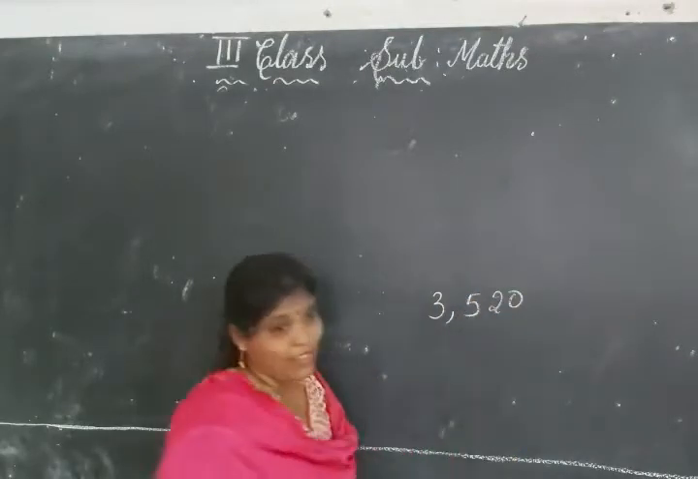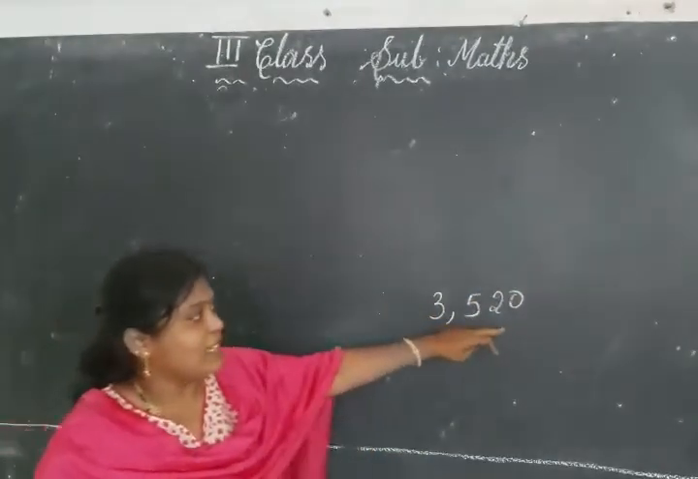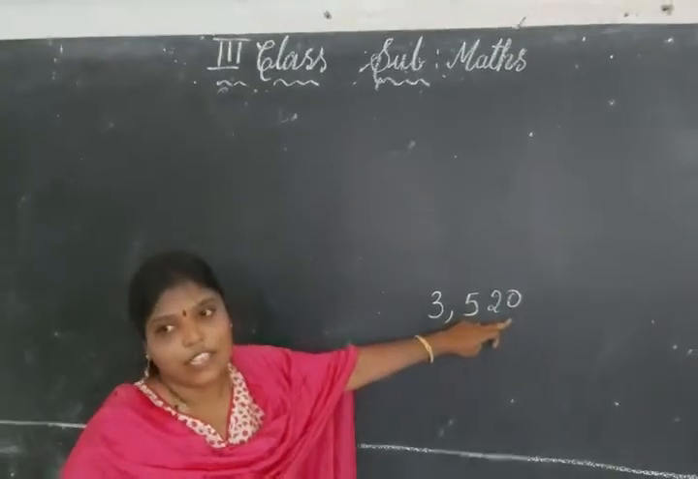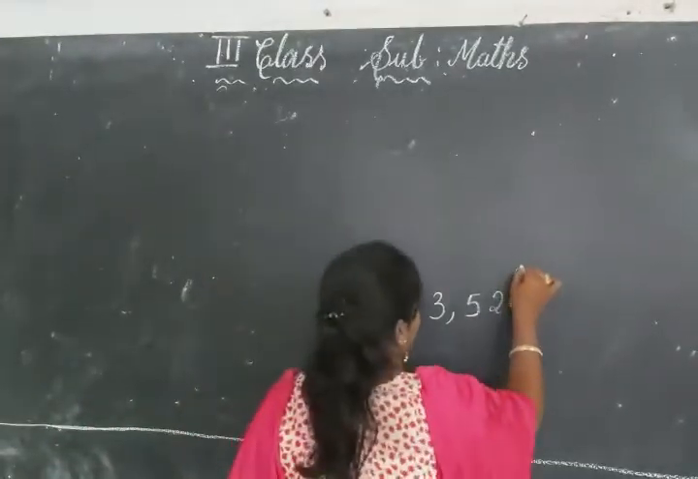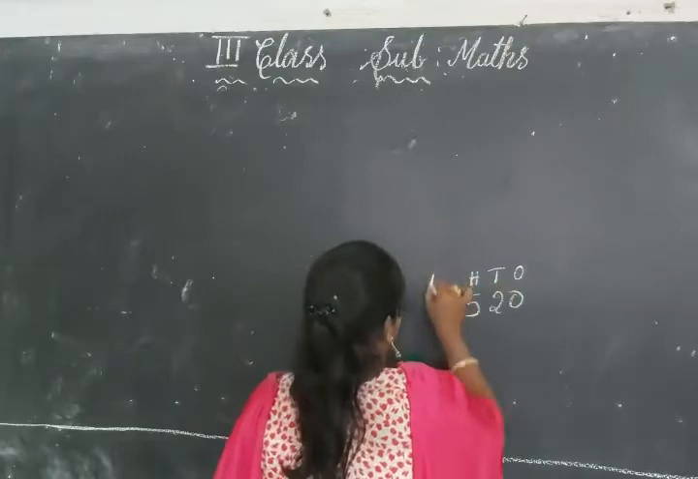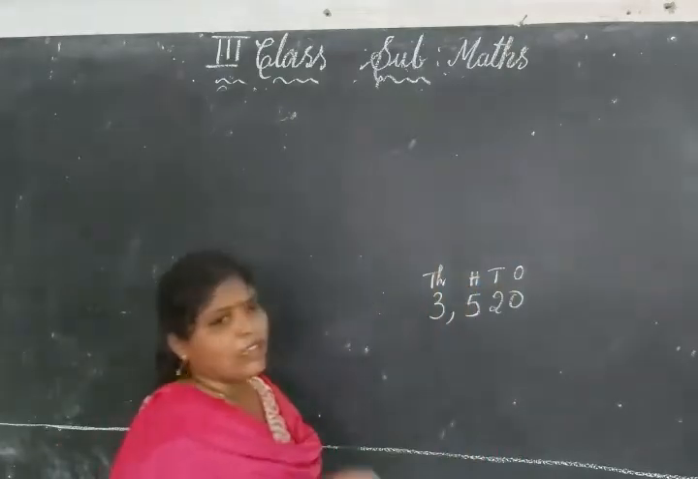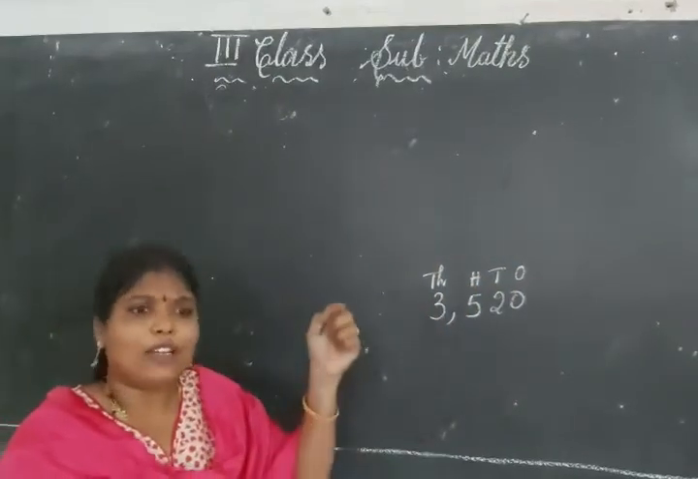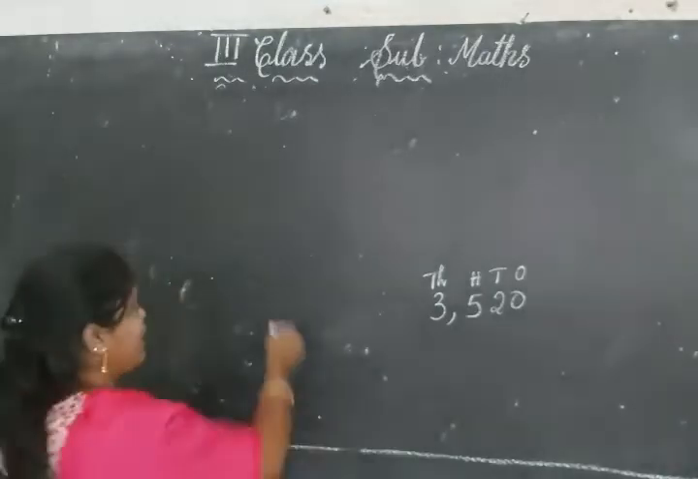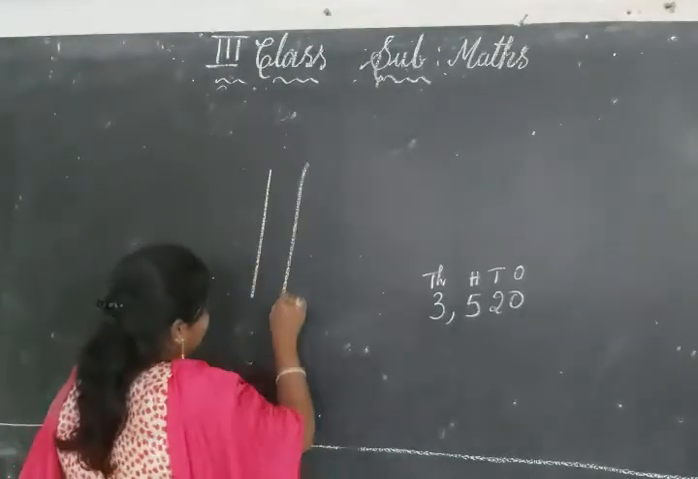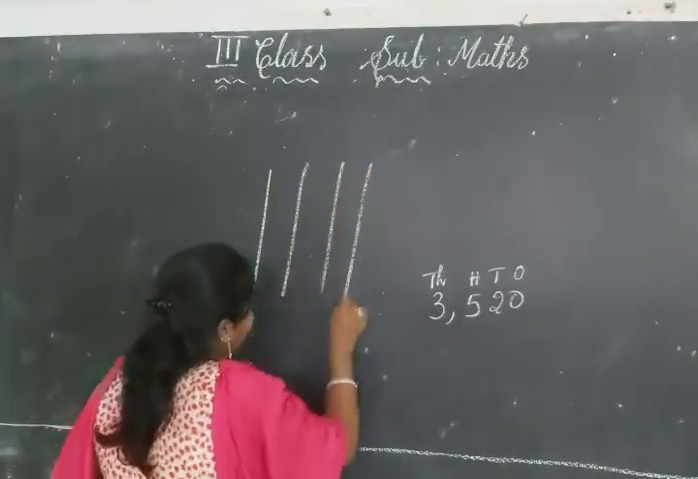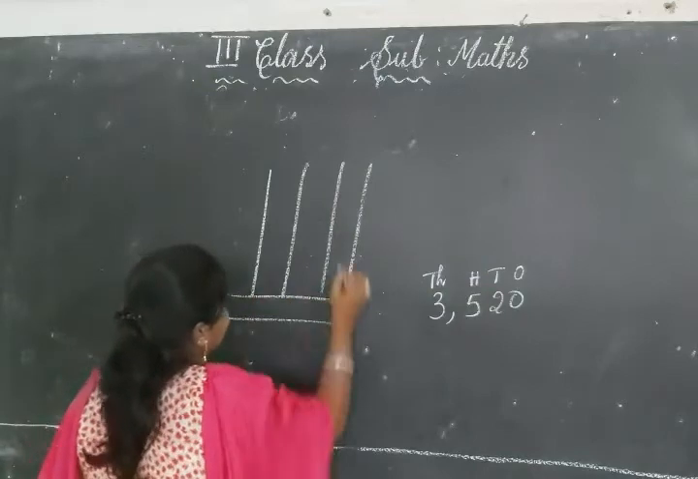Children, for example, if we get 0 in any of the places, for example, 3520. See, the ones place digit is 0 here. So what will you do? You will just keep no beads. You will keep that ones place rod empty like this, without drawing any of the beads.